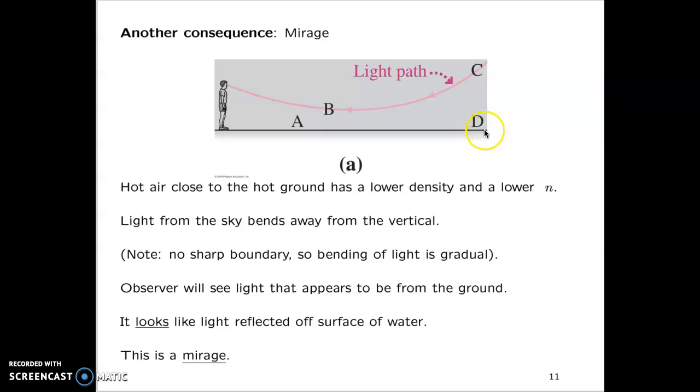It looks like light is reflecting off the water. It's not really doing that. What's really happening, as I say for the 10th time, is light is traveling along this path here. And why is it traveling along this bent path? Well, it's because of total internal reflection.